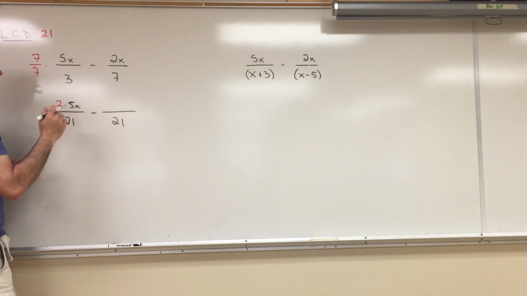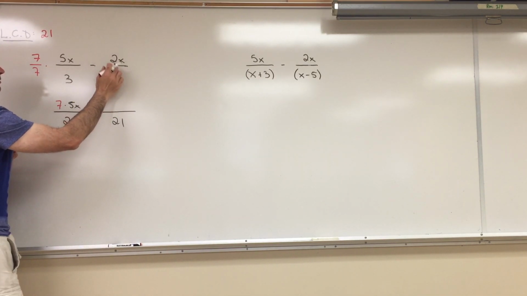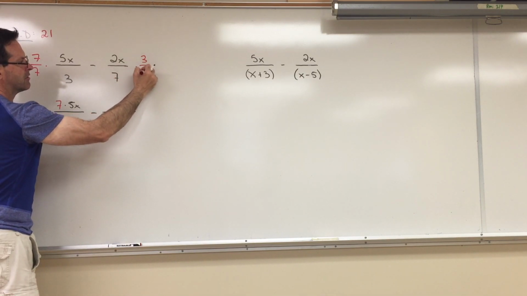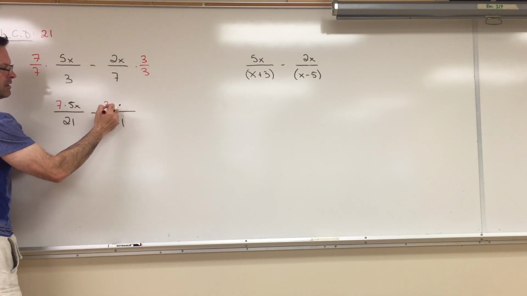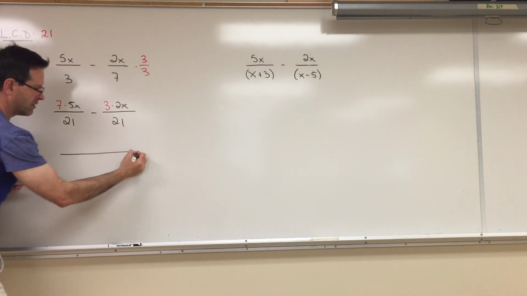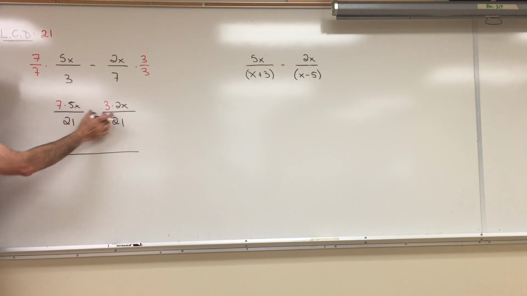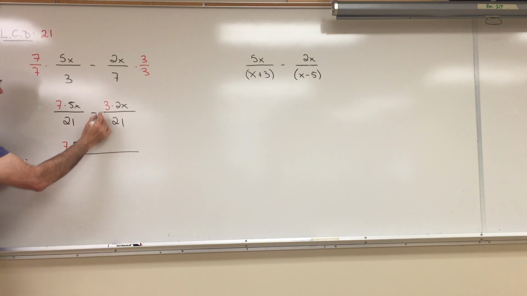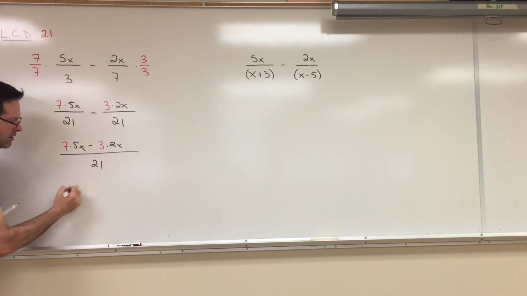And then the bottom here, on the other one, we have a 7, we have a 21. Well, what do I have to multiply to 7 to get to 21? 3. So 3 over 3. And we can express the top as 2x times 3, or 3 times 2x over 21. Now that we have a common denominator, we can subtract the numerators. 7 times 5x, subtraction sign, 3 times 2x, all over 21. And we keep going.